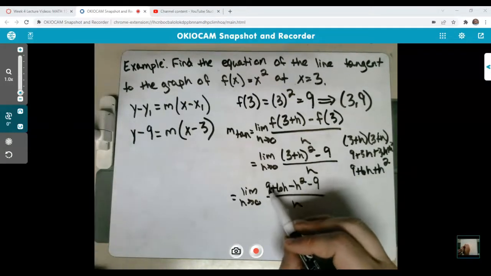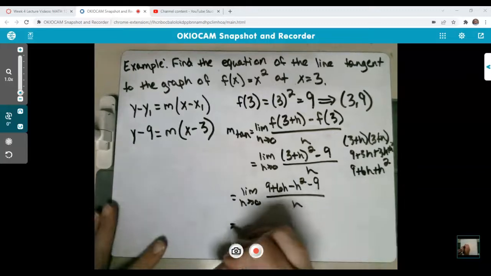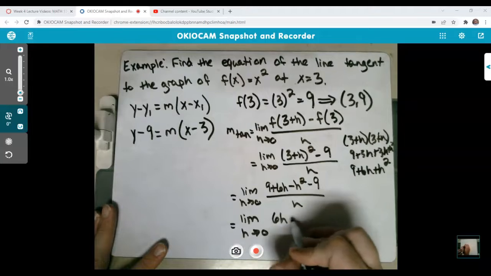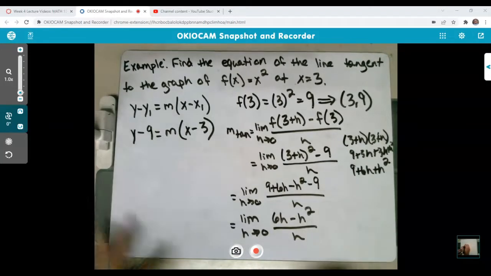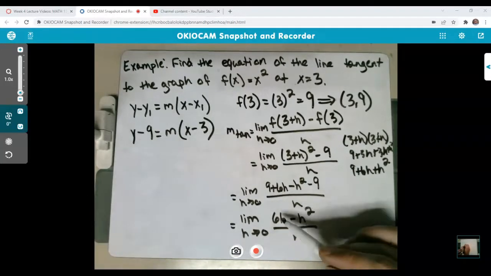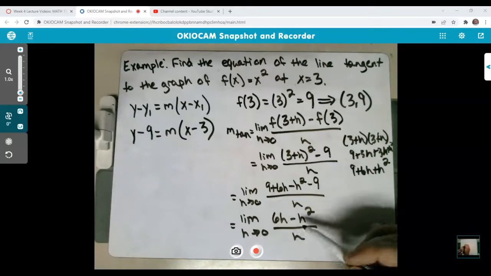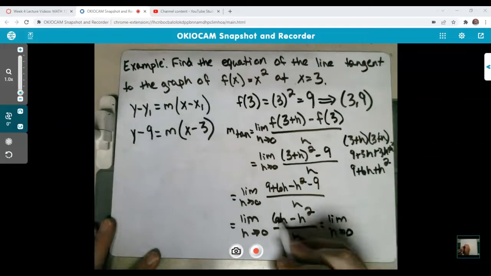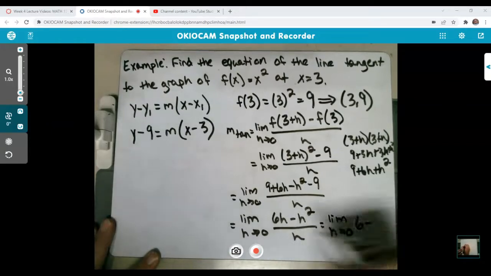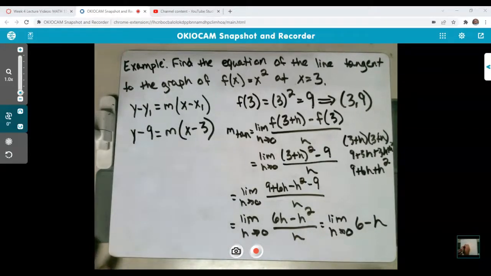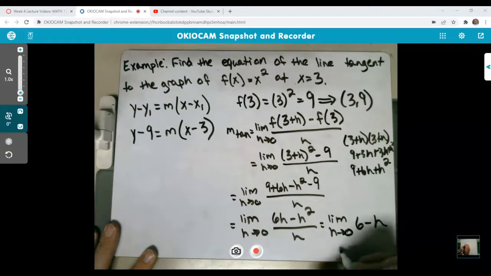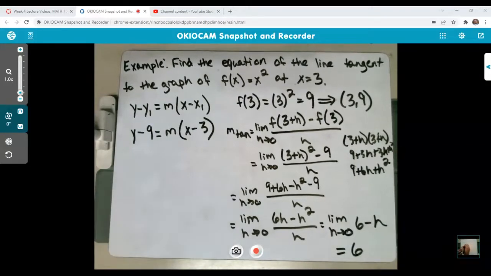On top right here I see 9 minus the 9, so those cancel out. So we just have 6h plus h squared over h. Notice here, every single term has an h, so cancel all of those out. If I cancel an h from every term, I would just get 6 plus h. So now that I have it like that, I can plug 0 in for the h, and you see the answer is 6. So the slope of this line is equal to 6.